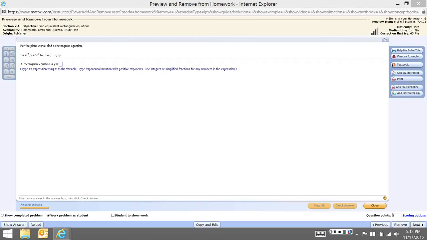Okay, we are asked for this curve to find a rectangular equation. So this is being given in parametric form, and we want to convert to rectangular.